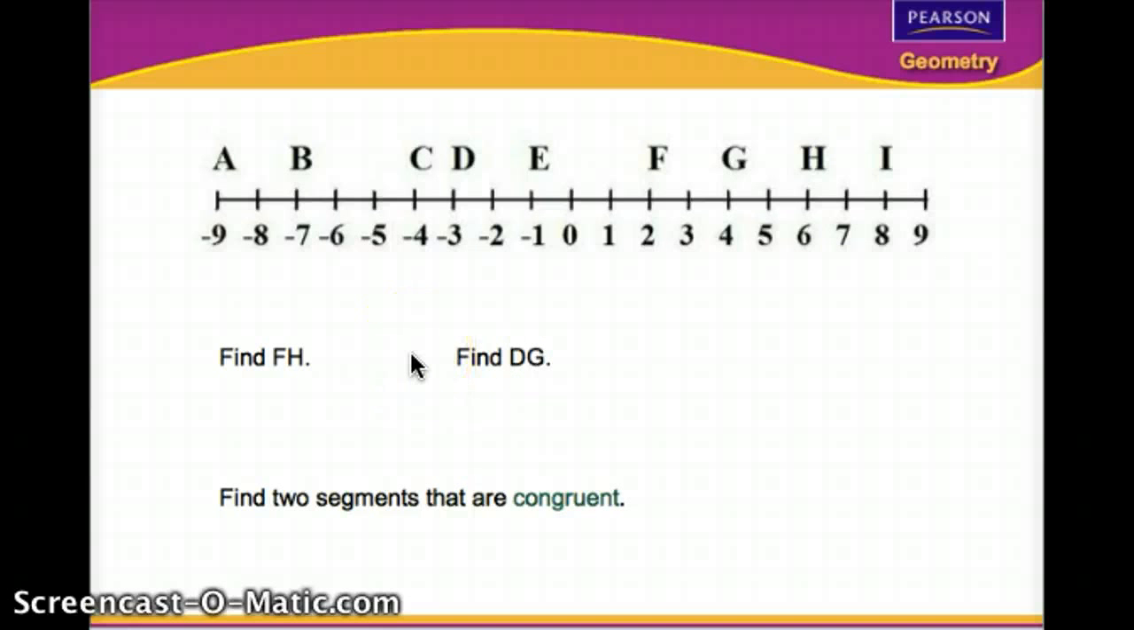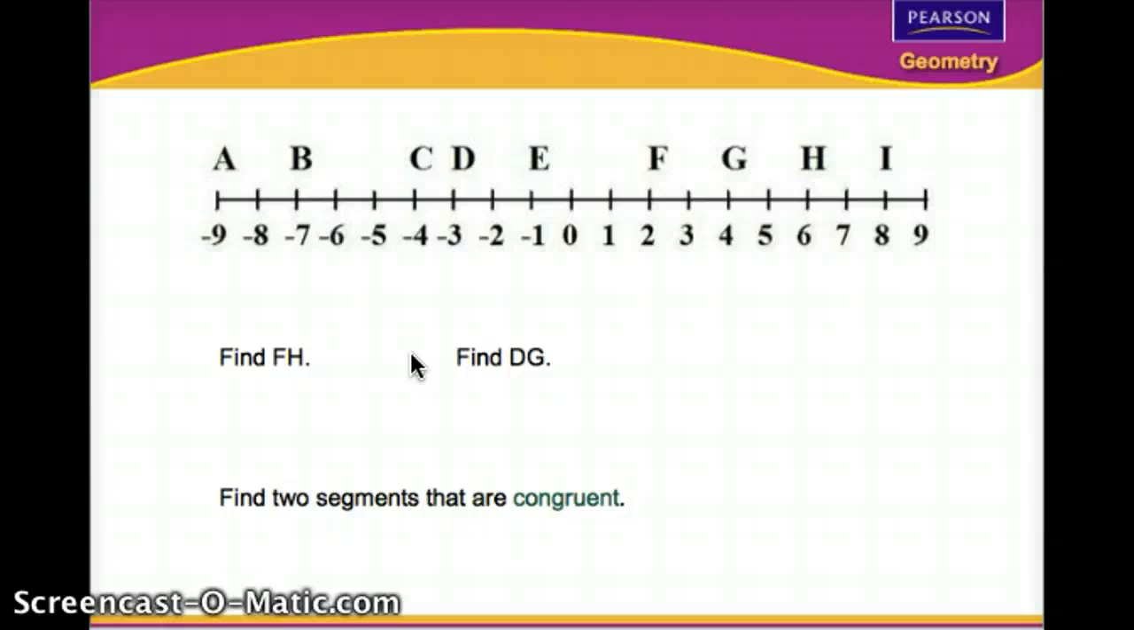We can use the same idea that we did with that ruler and either count how many it is, or if you look, FH goes from 2 to 6. 6 minus 2 is 4, so it is 4 units long. DG goes from -3 to 4. You can count or subtract. It does not matter which way you subtract.